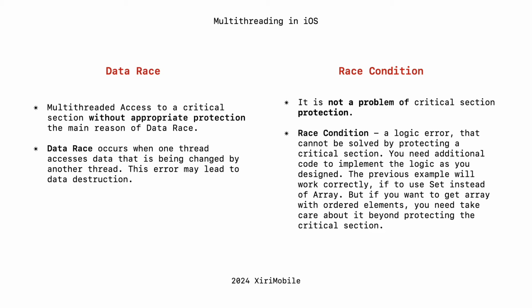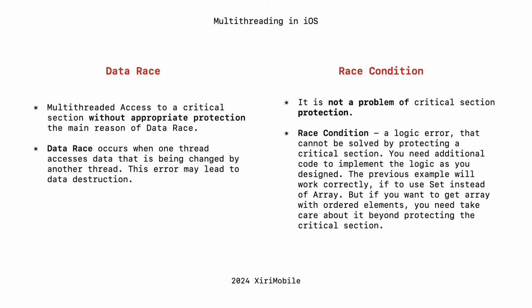What is the difference between a data race and a race condition? It is not a very popular question on job interviews, but it is quite a confusing thing in multithreading. So, now is a good time to explain this. A data race occurs when one thread accesses data that is being changed by another thread. This error may lead to data destruction. Data race is a problem of a lack of critical section protection.